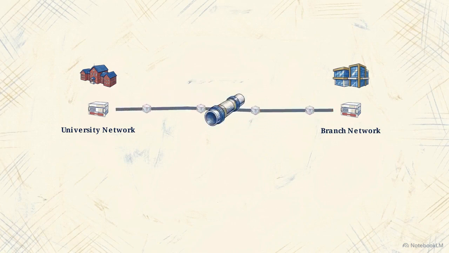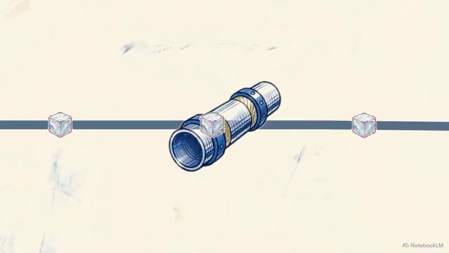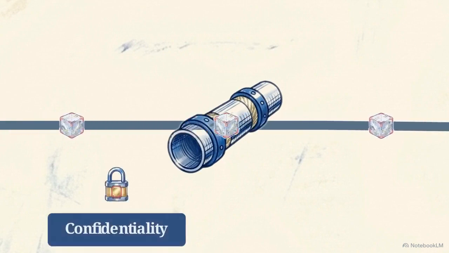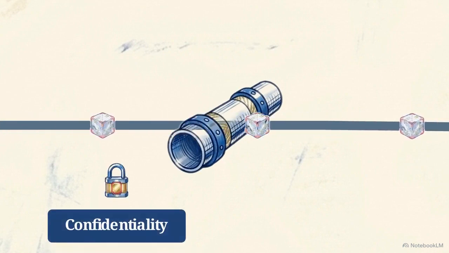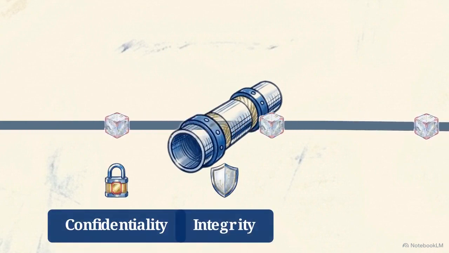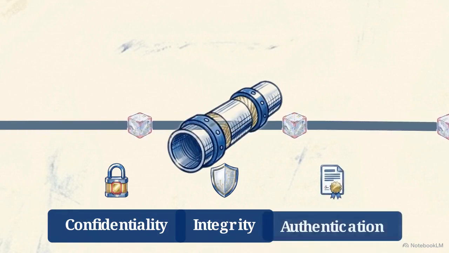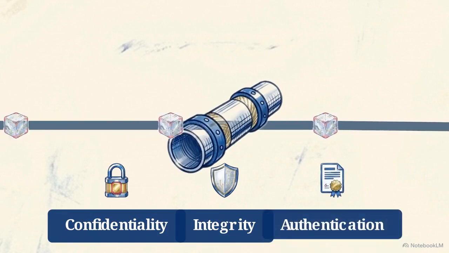Tunneling encapsulates packets inside a protective secondary packet, creating a secure pipe across the internet. This tunnel ensures confidentiality by encrypting data, integrity by preventing alteration, and authentication by verifying device identities.